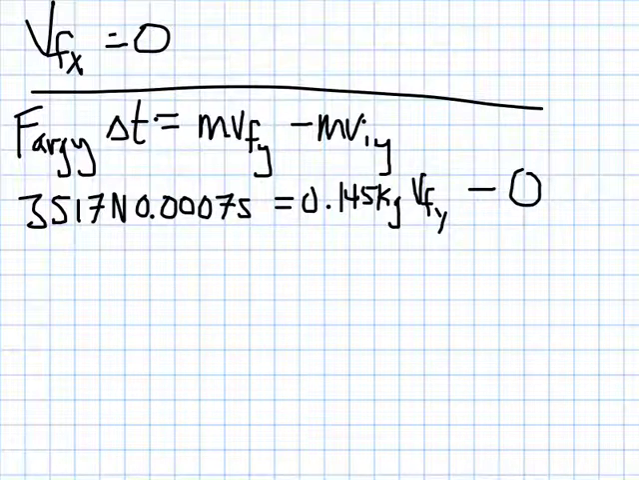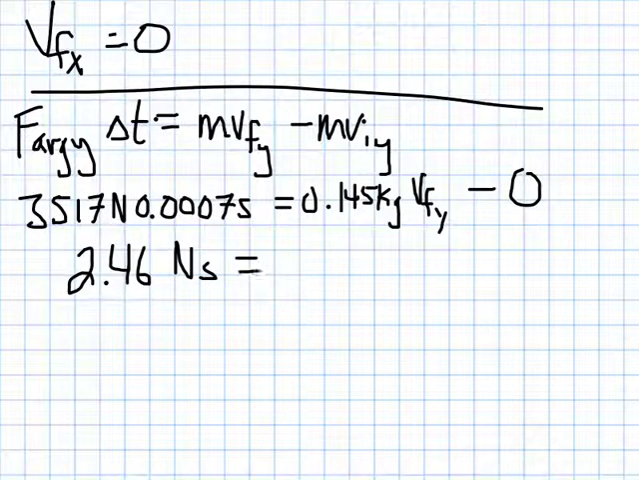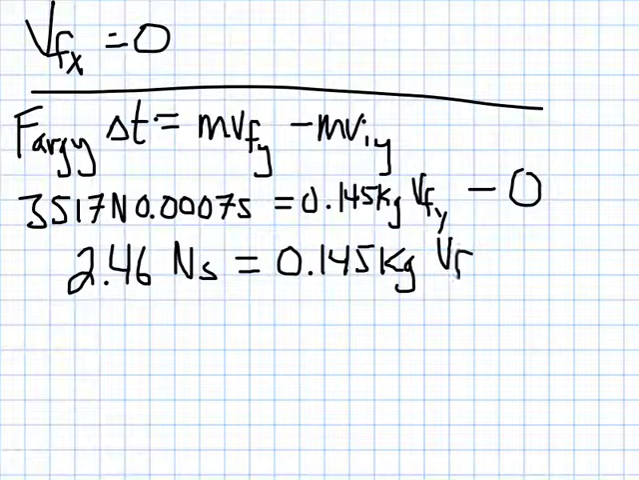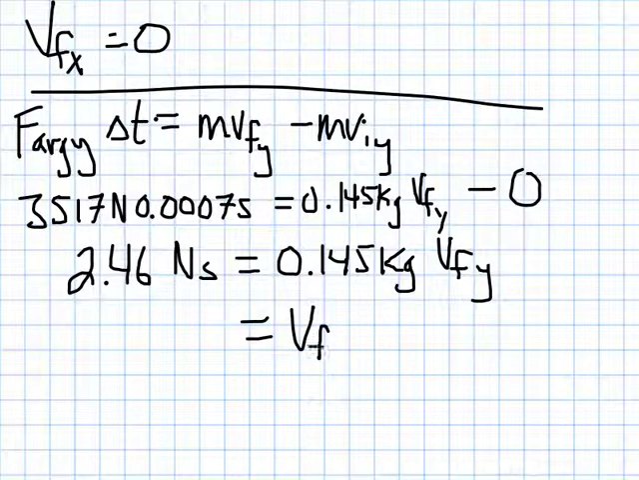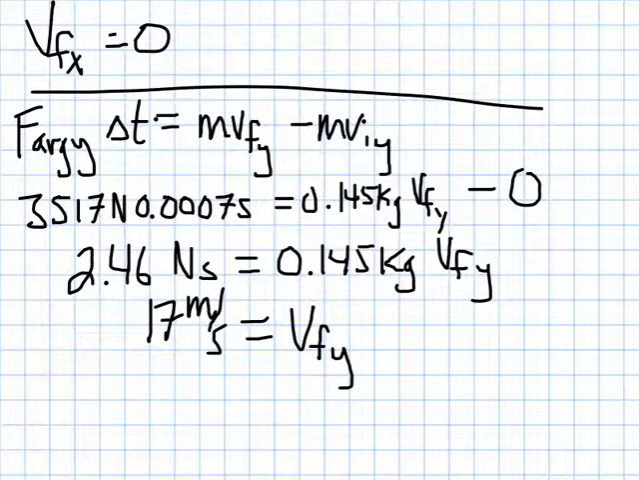When we solve the impulse side here, we're going to find that the impulse delivered by the bat was 2.46 newton seconds. This is equal to 0.145 kilograms times that y component of final velocity. We divide both sides by 0.145 kilograms, and we will find that that final velocity is about 17 meters per second.